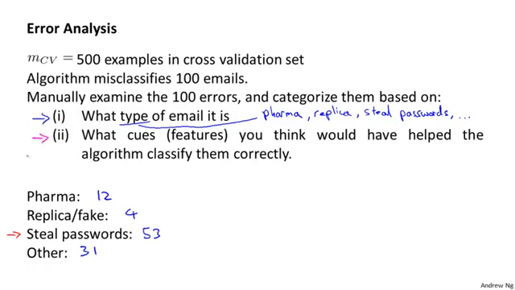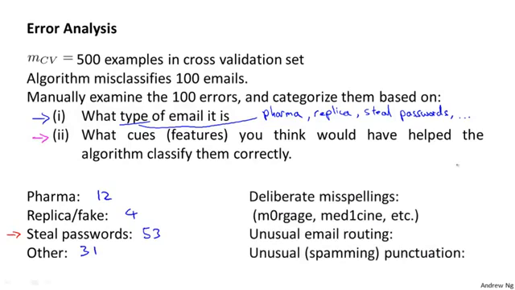And also what I might do is look at what additional features might have helped the algorithm classify the emails. So let's say that some of our hypotheses about features that might help us classify emails better are trying to detect deliberate misspellings versus unusual email routing versus unusual spammy punctuation, such as if people use a lot of exclamation marks. And once again, I would manually go through and let's say I find 5 cases of this and 16 of this and 32 of this and a bunch of other types of emails as well.